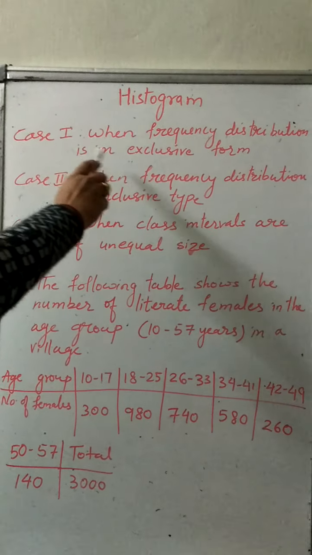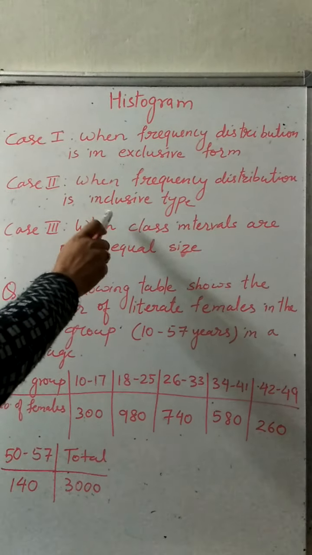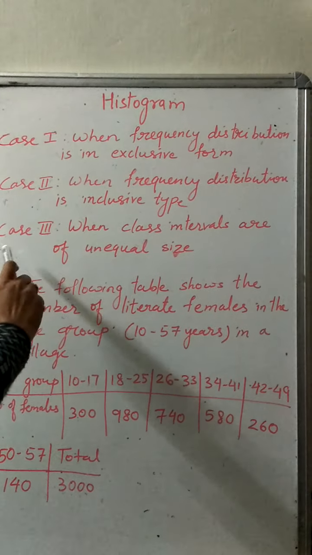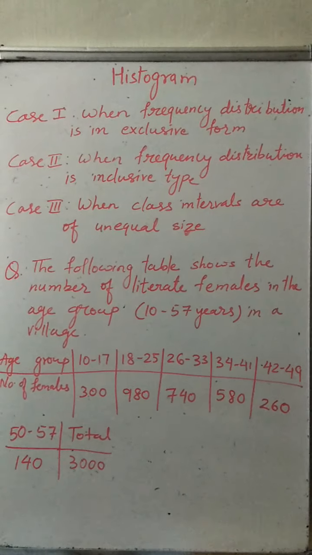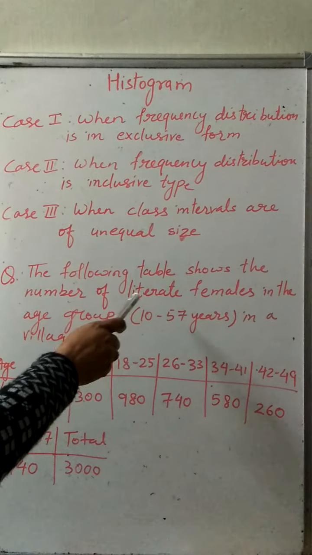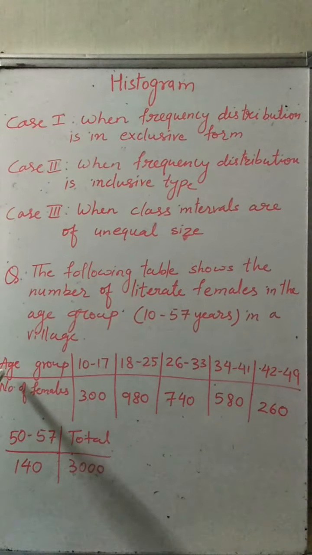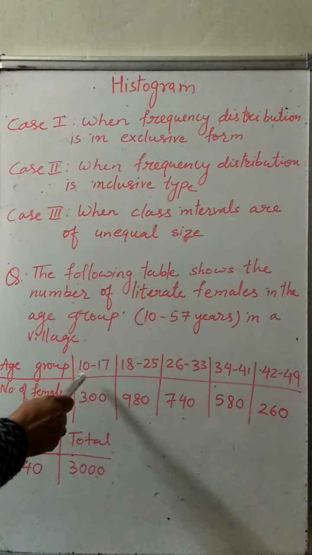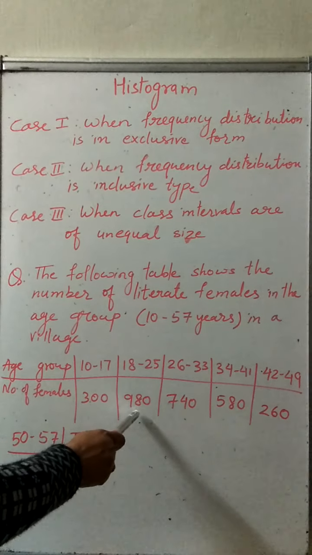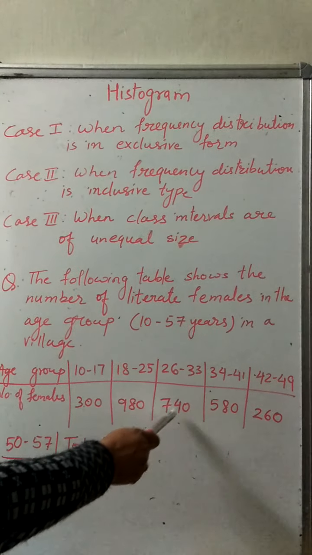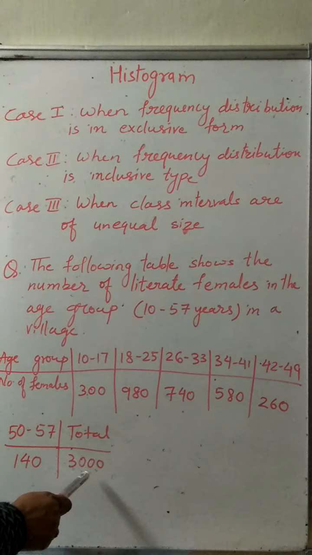In case number one, when the frequency distribution is in exclusive form. Second, when the frequency distribution is in inclusive form or type, or when class intervals are of unequal size. So one example I have taken: the following table shows the number of literate females in the age group between 10 to 57 years in a village. Here are the age group and number of females. That means from 10 to 17, 300. From 18 to 25, 980 females are there. From 26 to 33, 740 females are there. And so on. And the total number of females is 3000.